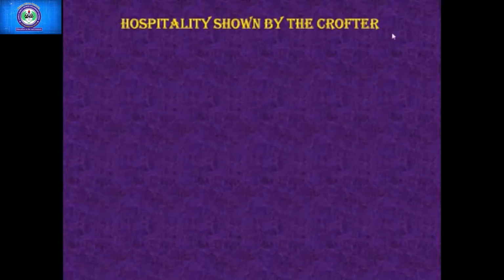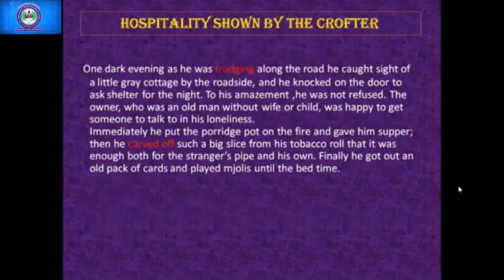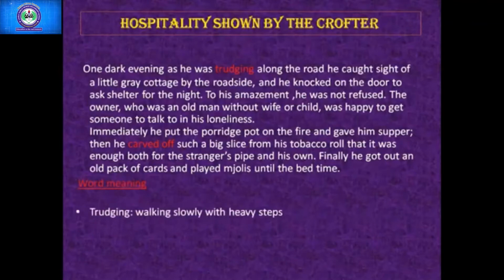The crofter was an old man without wife or child. So he welcomed his guest. One dark evening, as he was trudging along the road, who is he? The peddler. Trudging means walking slowly with heavy steps. Trudging along the road, he caught sight of a little grey cottage by the roadside, and he knocked on the door to ask shelter for the night.